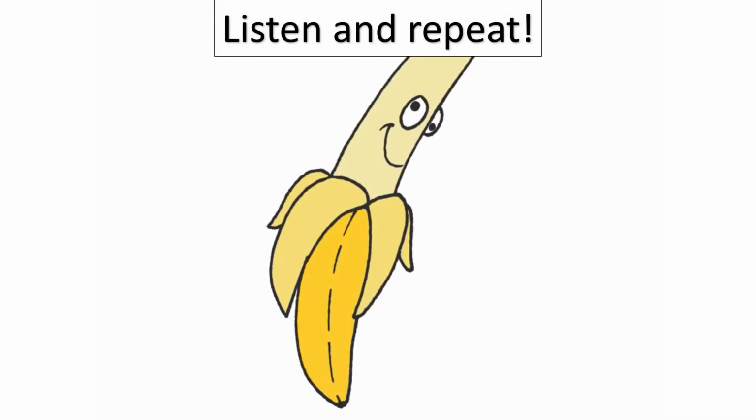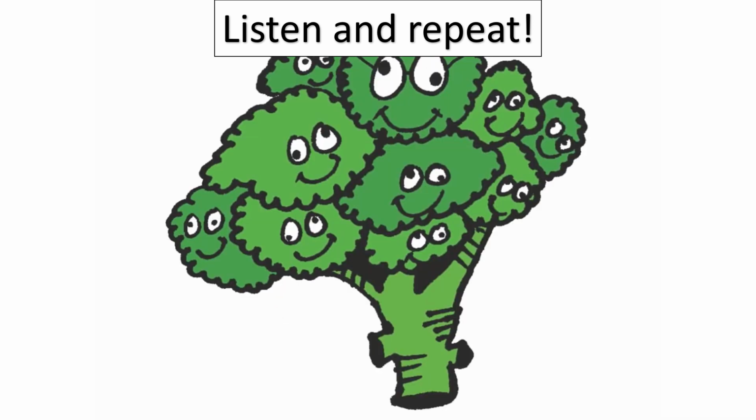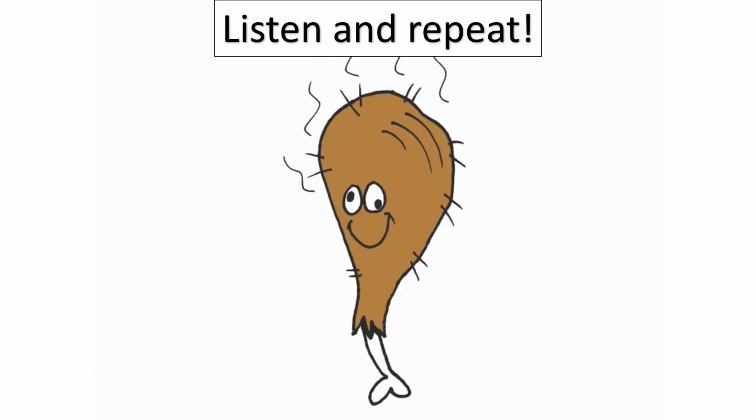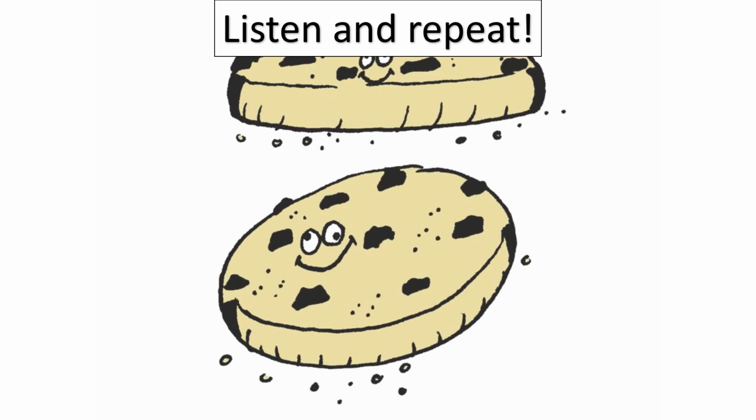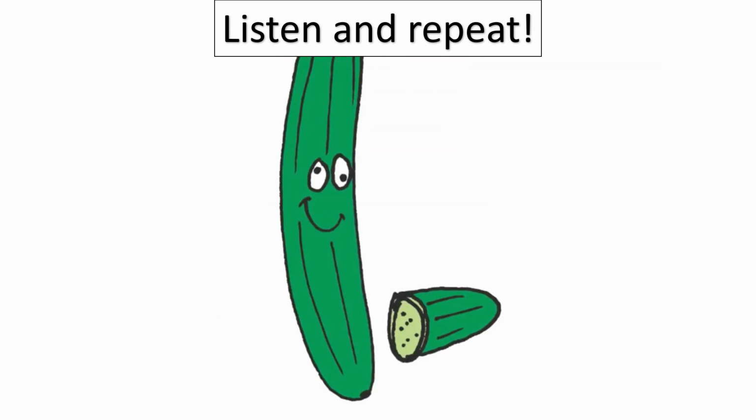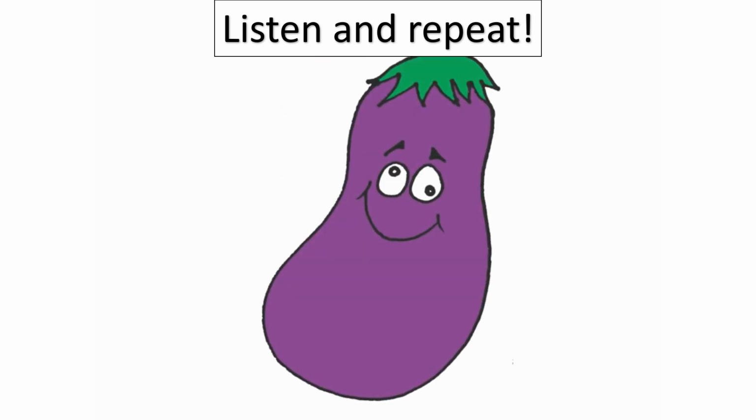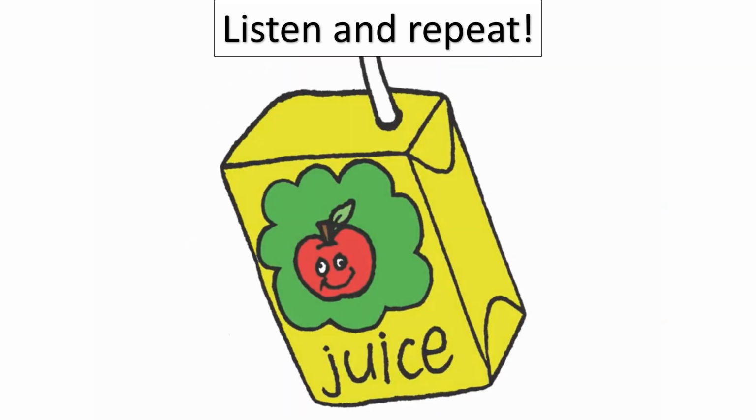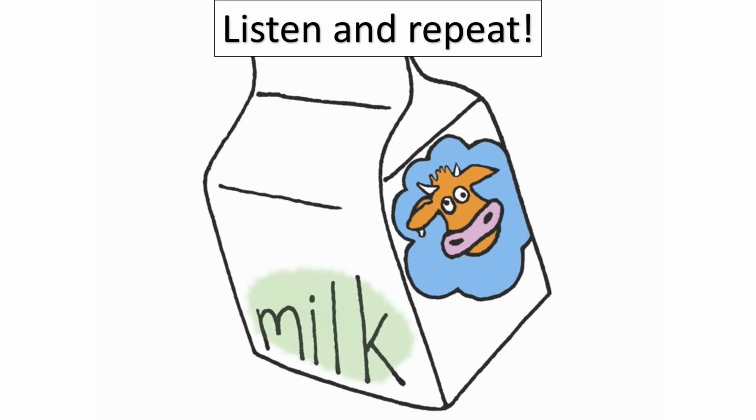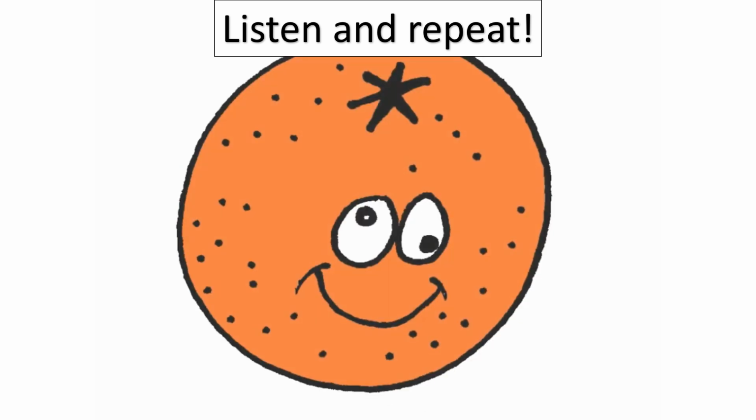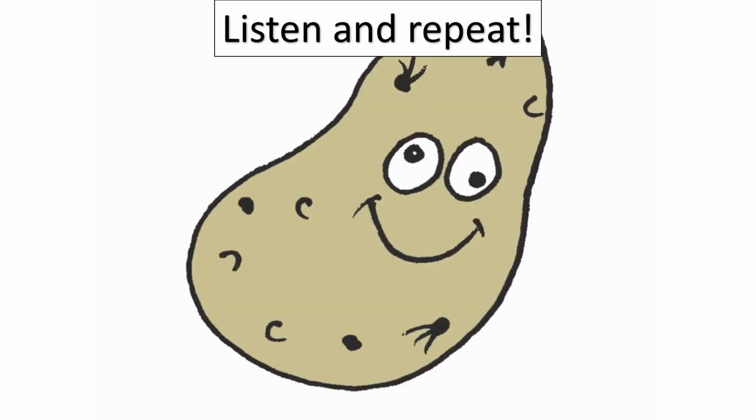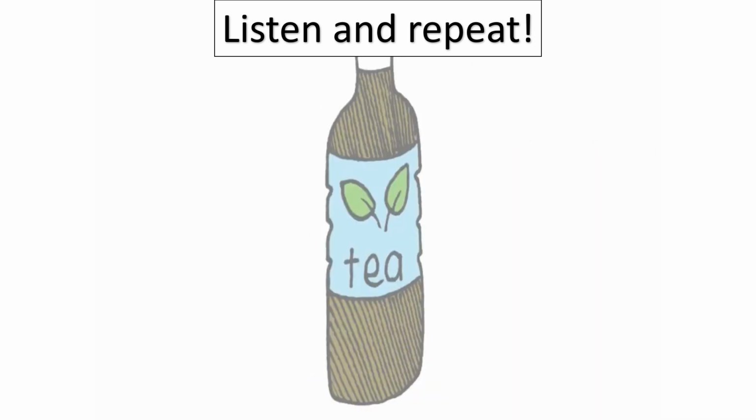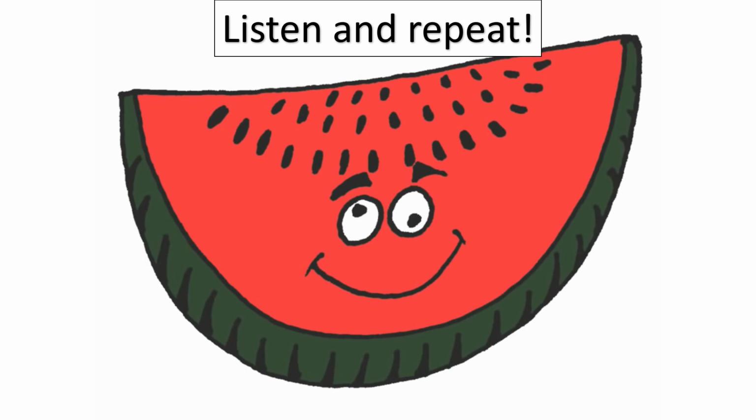Apple, banana, broccoli, cake, candy, carrot, chicken, cookies, corn, cucumber, eggplant, grapes, hamburger, juice, lettuce, milk, onion, orange, potato, rice, sausage, tea, tomato, watermelon.